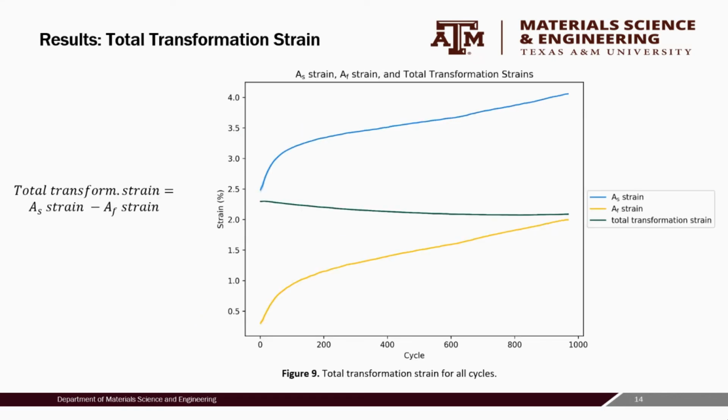Figure 9 shows the evolution of the total transformation strain. Total transformation strain, shown in green, is calculated as the difference between the austenite start and austenite finish strains, which are shown in blue and yellow, respectively. Despite the fact that austenite start and finish strains both increase, the total transformation strain is quite stable. This means that the stroke length of the actuator, or its net change in shape over the course of a thermal cycle, is relatively constant.